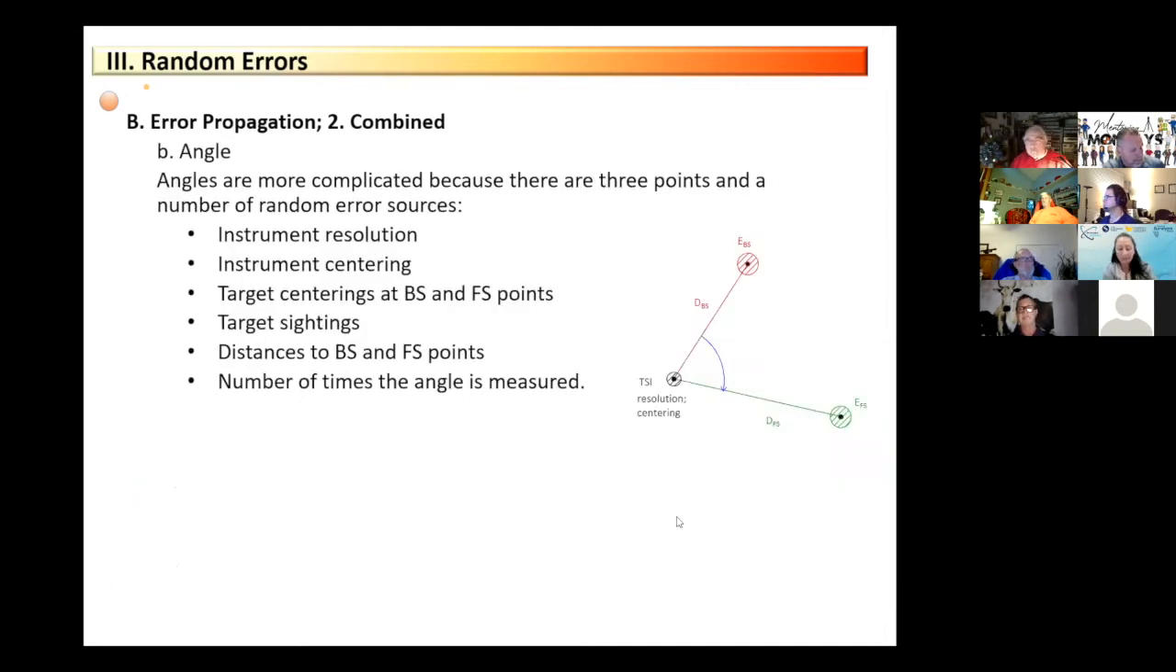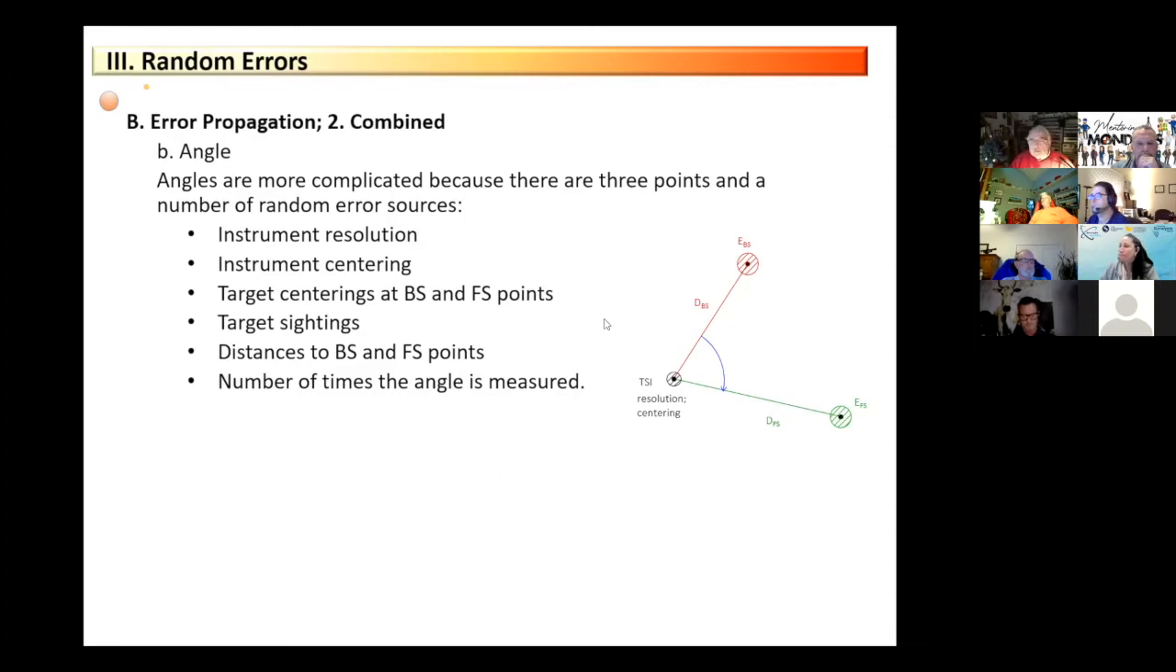Angles are a lot of fun because with distances, you've only got the reflector at one end and the instrument at the other, or a base and a rover for GPS and that type of thing. But for angle propagation, we've got other things that come into play because you have a backside point, you have a foresight point, you have a centering error at the foresight, centering error at the backside, you have the resolution of the total station. You know that the longer your sights are, the less pointing error that you have, the shorter the sights are, the more the pointing errors, all sorts of things come into play.